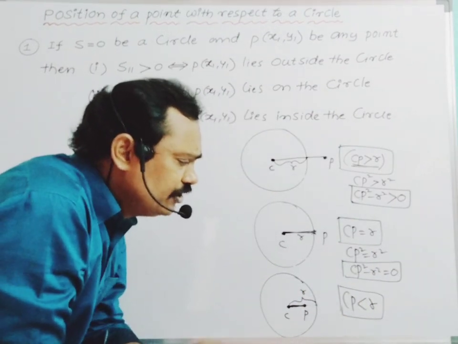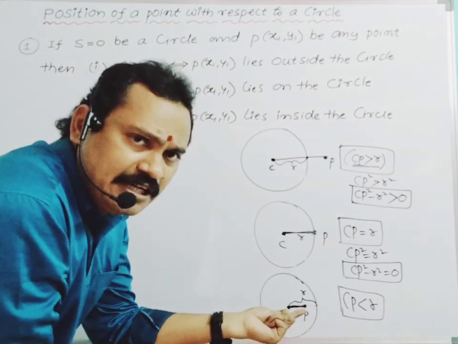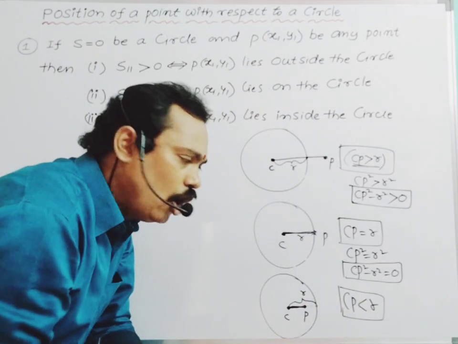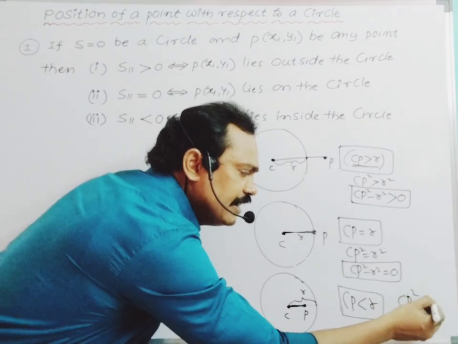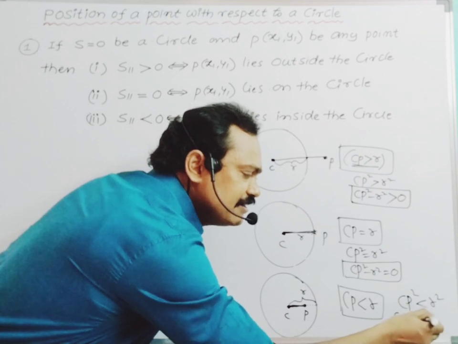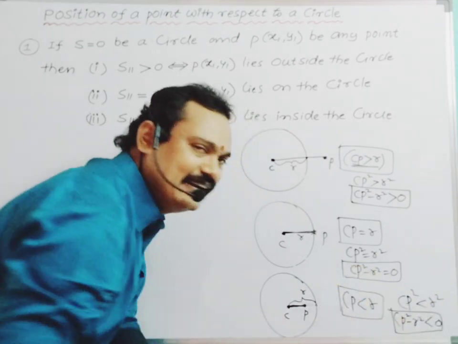If P lies inside of the circle, what is the relation between the CP distance and the radius of the circle? CP is certainly less than R. Squaring both sides, CP square is less than R square. This can be written as CP square minus R square is less than 0. This is the required condition.